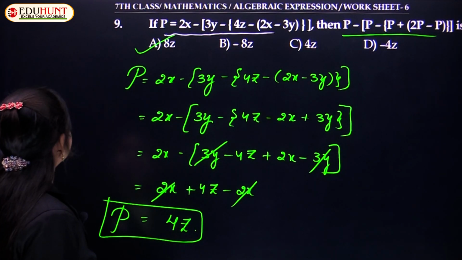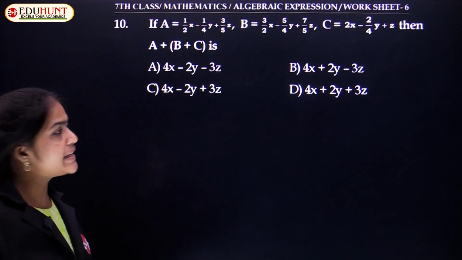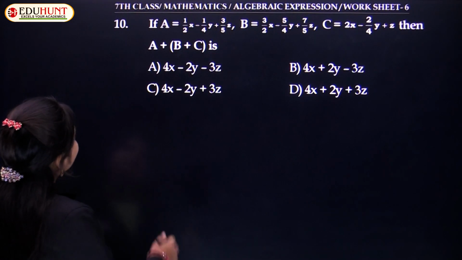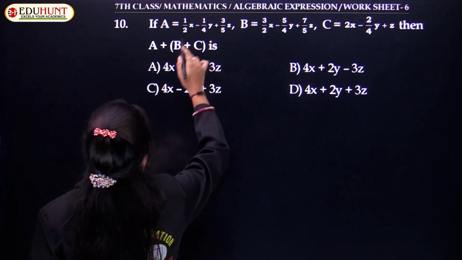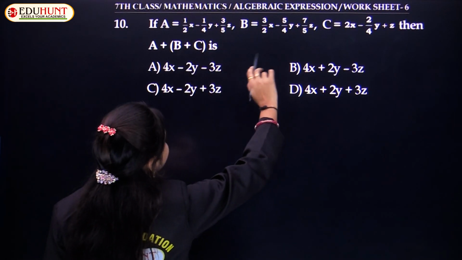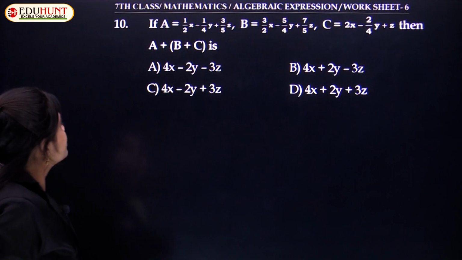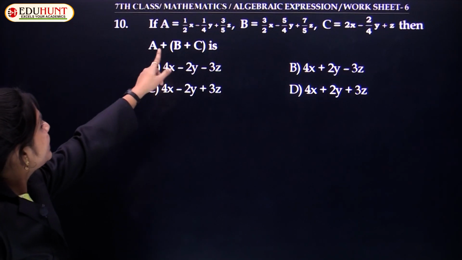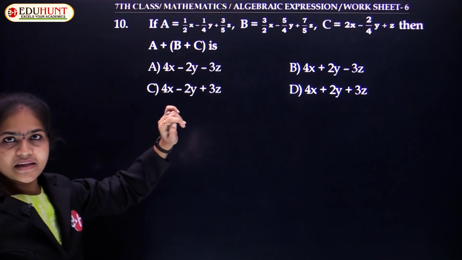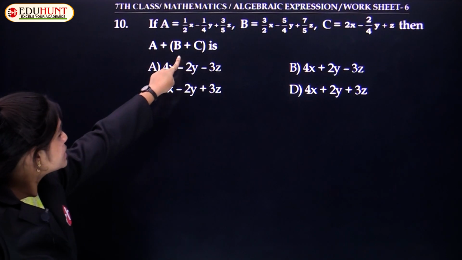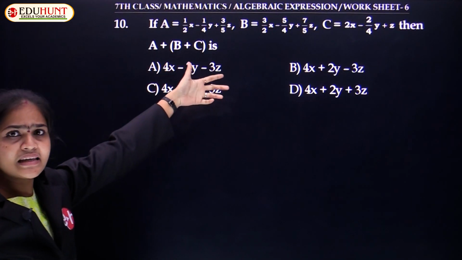Next, the 10th question. What are they asking? Here rational numbers are given: 1 by 2, 1 by 4, 3 by 5. We need to simplify A plus of B plus C. So before going to simplify this one, first we can simplify B plus C, right?